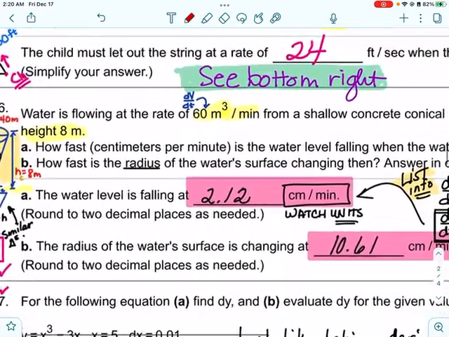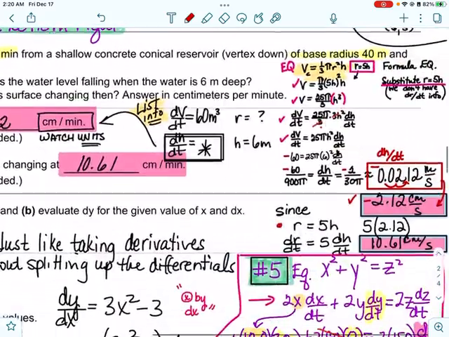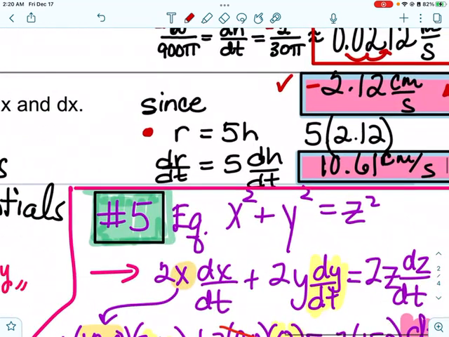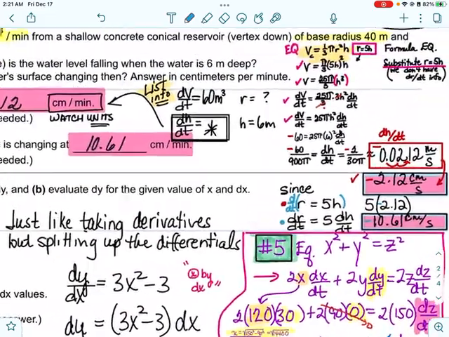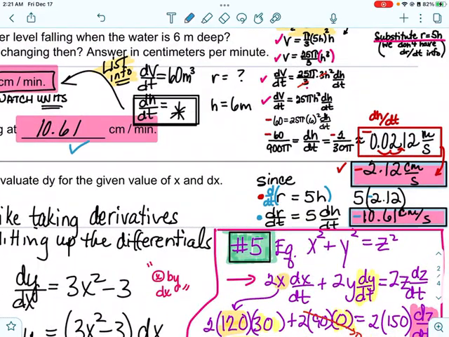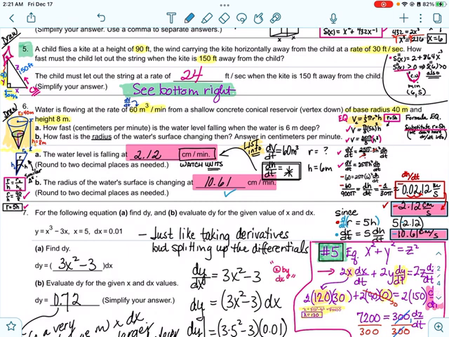So coming back down over here, r is equal to 5h. Taking the derivative with respect to time of both sides of this equation, we get dr/dt is equal to 5 dh/dt. We just take 2.12 centimeters per second, even though it's negative here, that's negative, that's negative. So we get negative 10.61 centimeters per second. That is the end of the second question then, in that the radius of the water's surface is changing at 10.61 centimeters per minute.